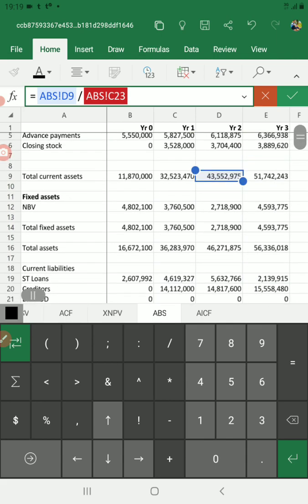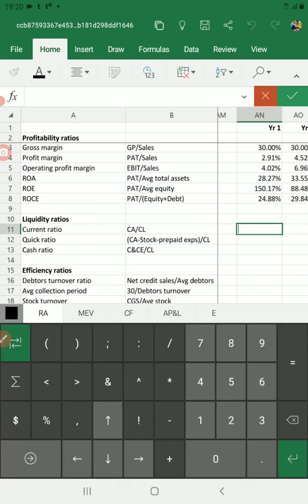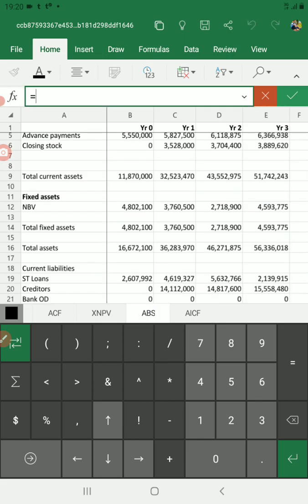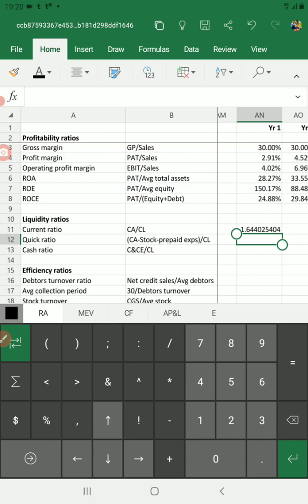okay. Oh, I took year 2. Let me repeat that. It is year 1, okay. So let me start again. Edit, equal sign. So annual balance sheet in year 1. So total current assets in year 1 here, okay, divide by total current liabilities in year 1 here. Press enter, and then the quick ratio.